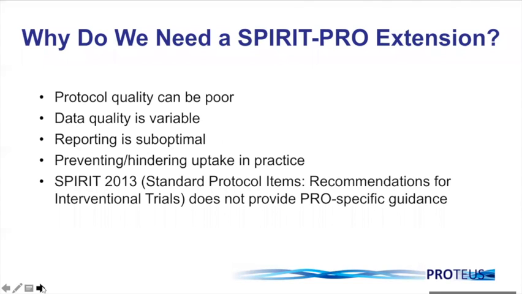So why do we need a SPIRIT-PRO extension? Well, we know that protocol quality can be poor, and as a result, the data quality is variable. We believe that this leads to suboptimal reporting of PRO data, and this can prevent or hinder uptake of this valuable information in practice. The SPIRIT 2013, the Standard Protocol Items Recommendations for Interventional Trials guidance, is a really valuable resource, but it does not provide PRO-specific guidance, and hence the need for us to develop this tool.